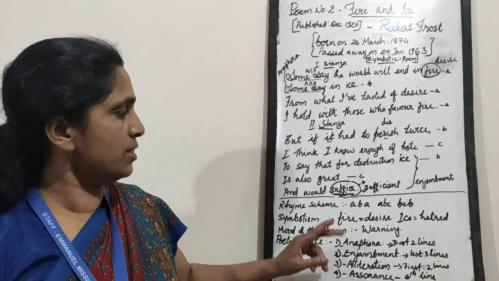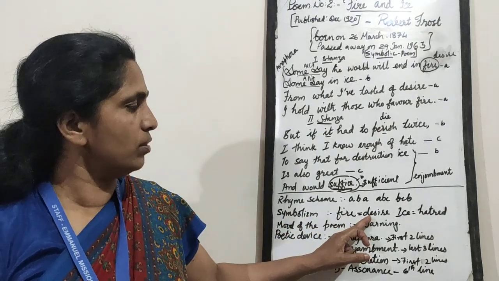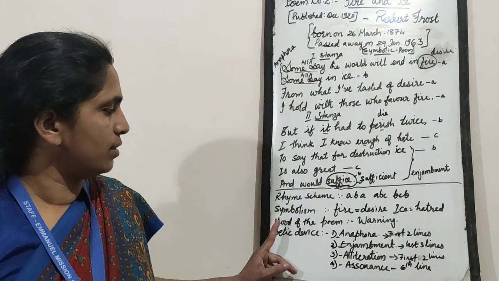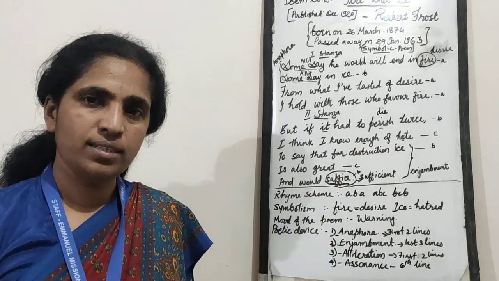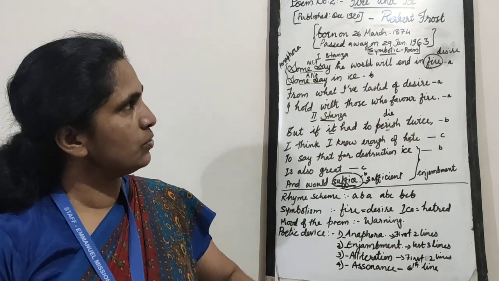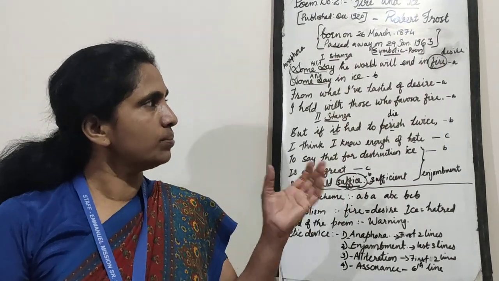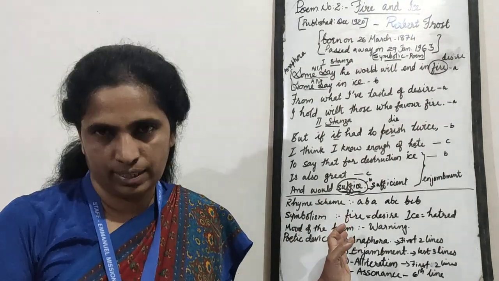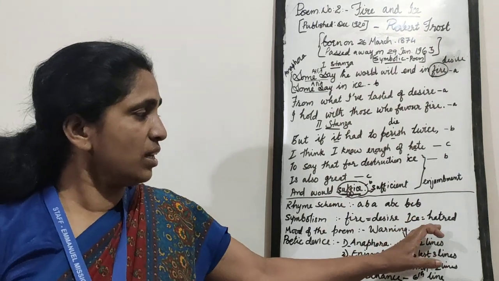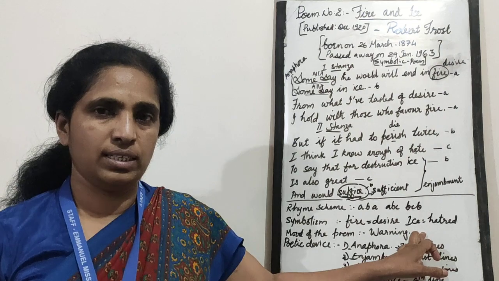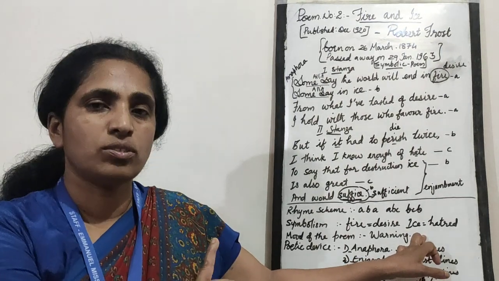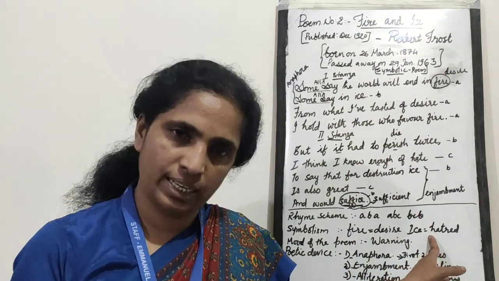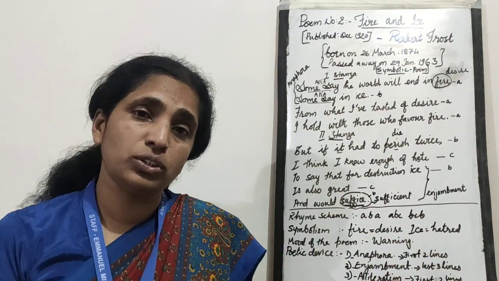The symbolism of the poem is: fire means desire, greediness, cruelty; ice means hatred. Then the mood of the poem is warning. The writer gives a warning about our conscience, our greediness, and our hatred. If we don't control our desire or greediness, it will cause the end of the world. And in the other way, if we don't control our hatred, then it will cause the end of the world.